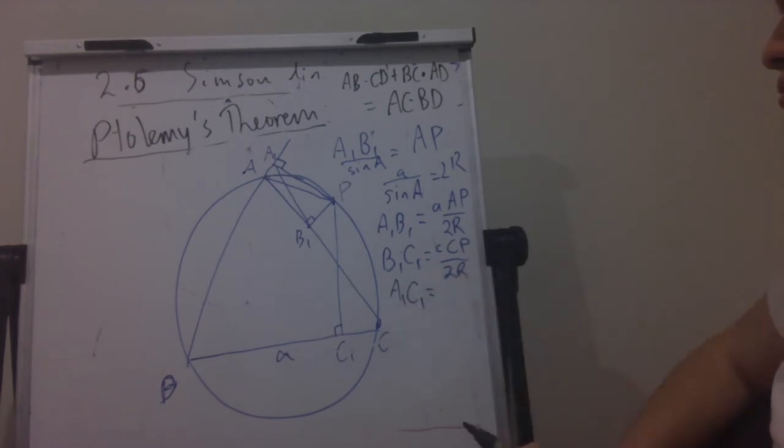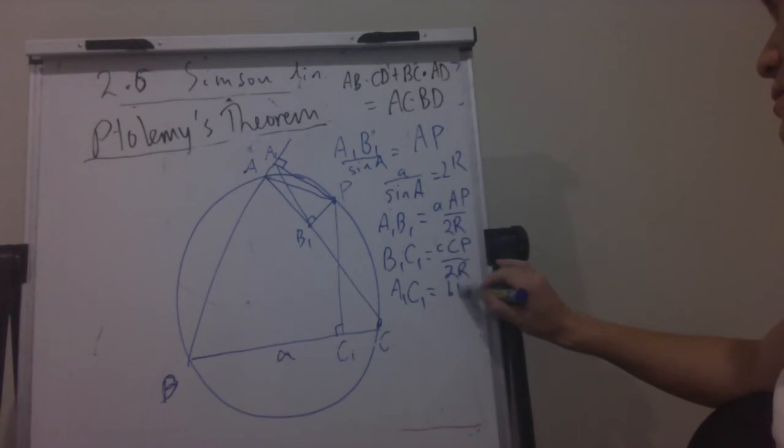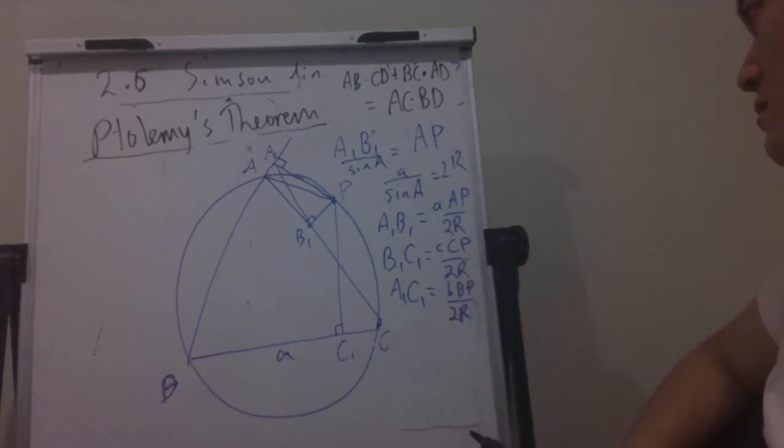That's B, and then BP on 2R. Yeah, I think it should be that, but it doesn't. Wait, which one's quite A? Sure. All right. It seems weird, but B.